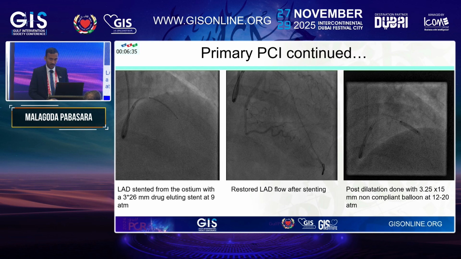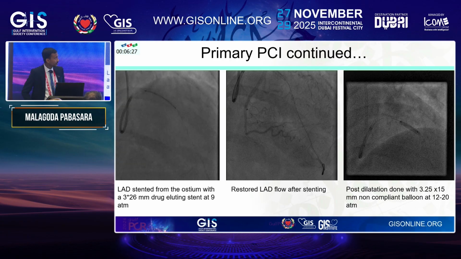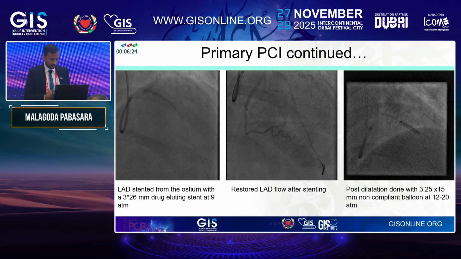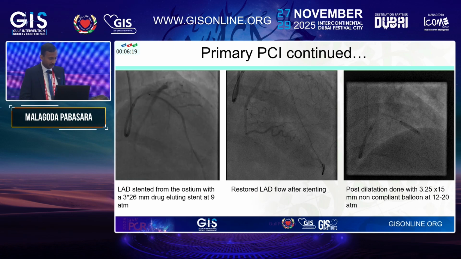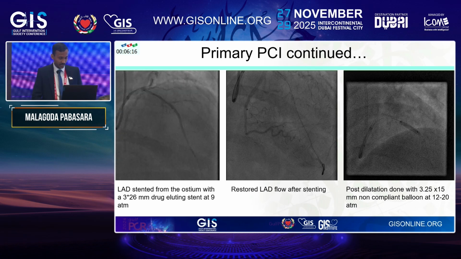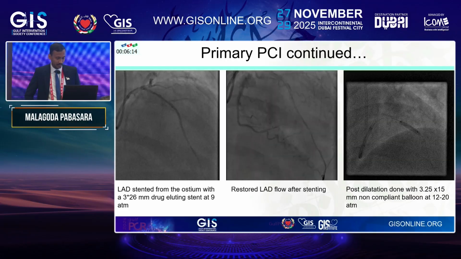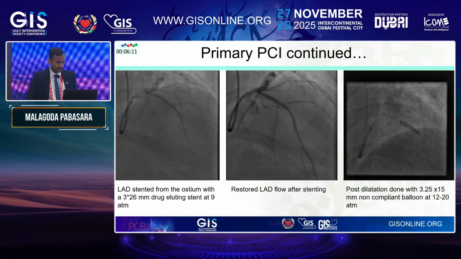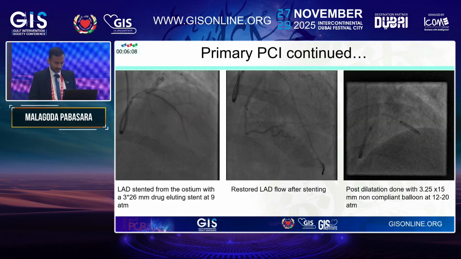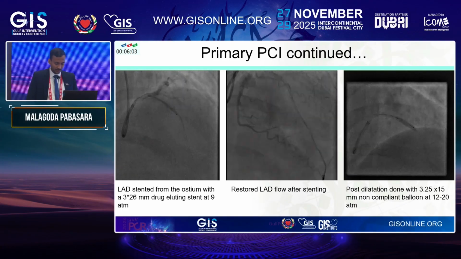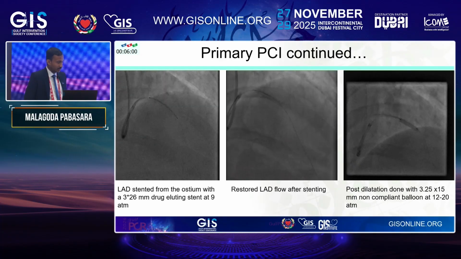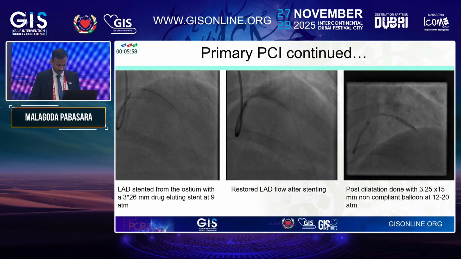Then we used a 3.0 by 26 millimeter drug-eluting stent in the LAD. We deployed the stent from the ostium. Only the cranial projection is shown here, but we checked in all the orthogonal views and deployed the stent from the ostium. And this is the result after the stent placement. The flow is achieved. And then we started the post dilatation with a non-compliant balloon, 3.25 by 15.